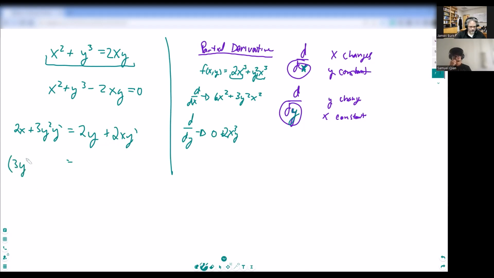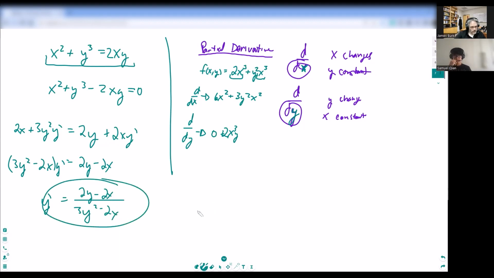Absolutely. Pull things over to the other side. And then from here, solve. Right there. Yeah, I was just trying to find how you got from the right side to the left side. I was kind of confused by that.